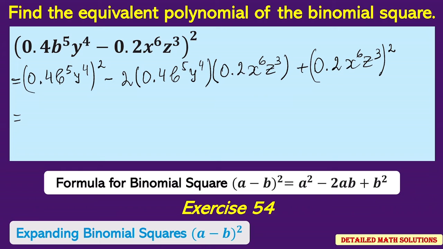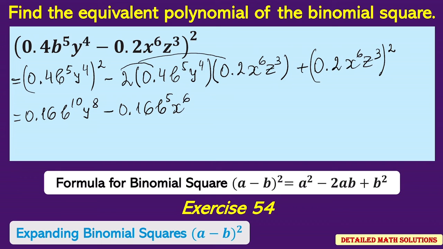When I apply the rules of exponents and simplify further, I get 0.16 b to the 10th power y to the 8th power minus, I have 2 times 0.4, which is 0.8, multiplied by 0.2, or I get 0.16 b to the fifth power x to the sixth power y to the fourth z cubed plus 0.04 x to the 12th power z to the sixth power.